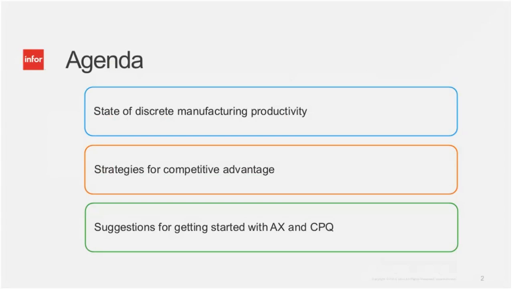Today, we'll briefly show how some manufacturers are having difficulty improving productivity fast enough to keep up with their peers. We'll then provide suggestions for getting started, featuring key integration points between AX and CPQ. And of course, we'll leave some time for questions a little bit later at the end.